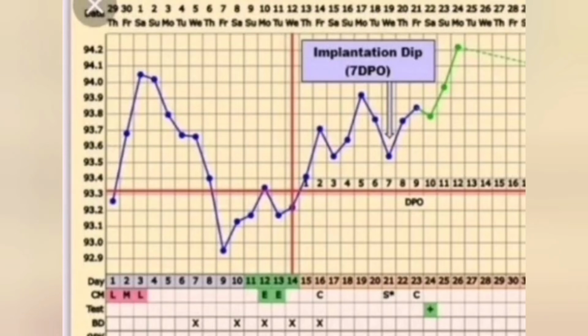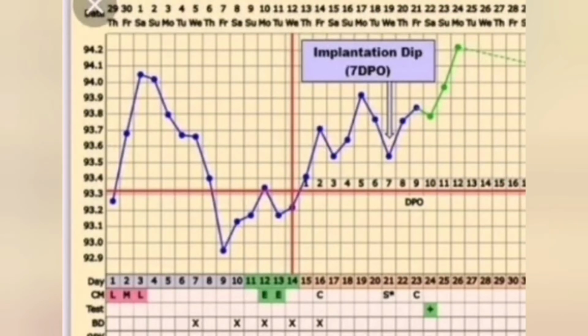Again, on 7 DPO, that is 7 days past ovulation, you will notice a dip. It dropped to 93.5. This simply means that implantation has happened. Then after the implantation dip, it started rising again. Then from 2 days to your next period, if implantation was not successful or there was no fertilization, your temperature will drop drastically to 93.3 or thereabout, because estrogen has taken over to prepare to release another egg.